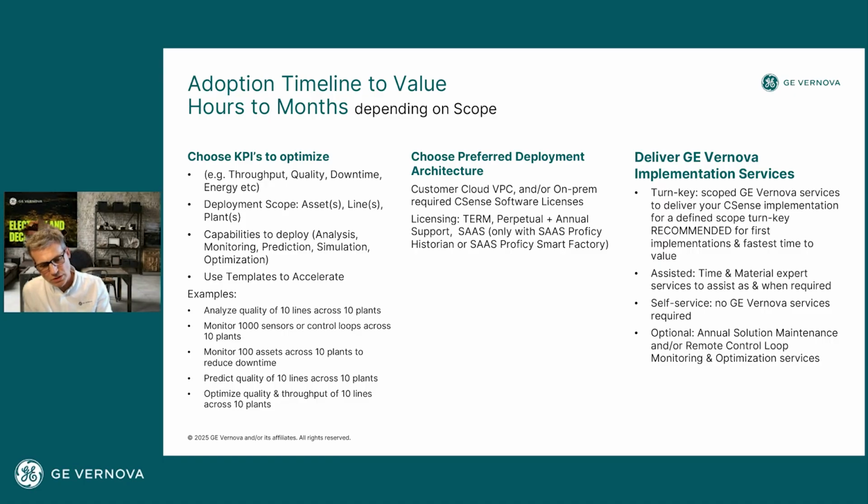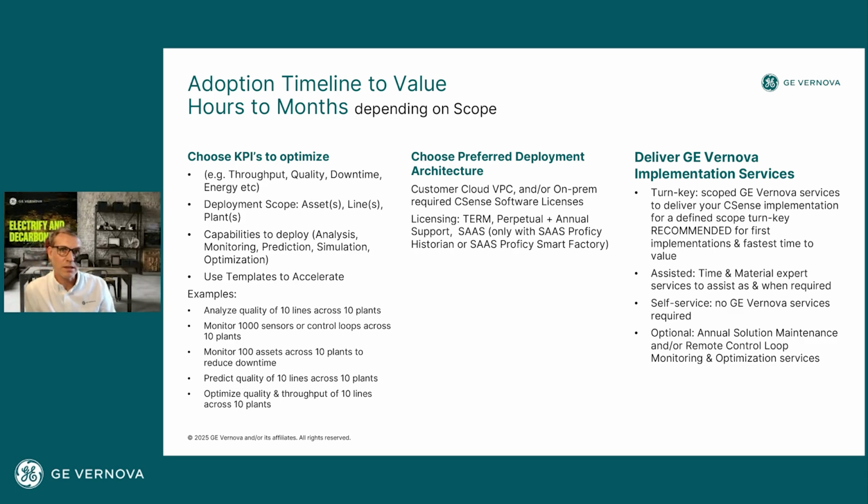You would typically start by saying, what is it that you want to optimize? Do you want to optimize the throughput of an asset or a line or a plant, so how much you are producing, or quality or downtime or energy? So what is it that you want to improve? And make sure that the business case is solid.